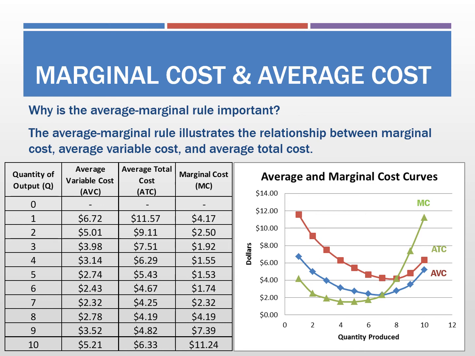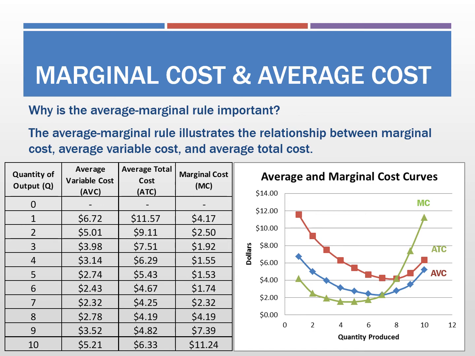As you can see, the AVC and ATC are both above the marginal cost curve at the beginning stage. So remember the rule that we studied? When the current average is higher than the additional grades or the marginals, the marginal added to the current average will pull the average down. So in this case, as long as the marginal cost curve is below the ATC or AVC, it will keep pulling the average cost curve down.